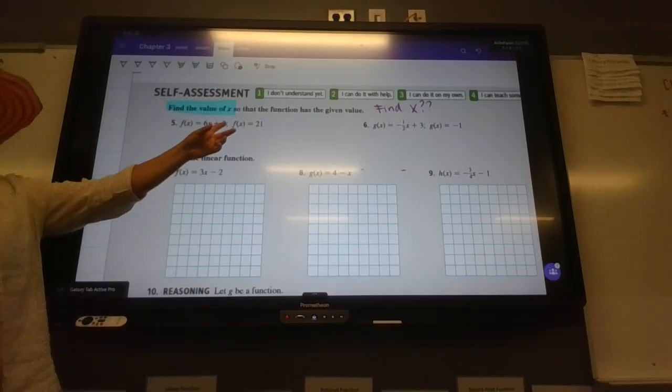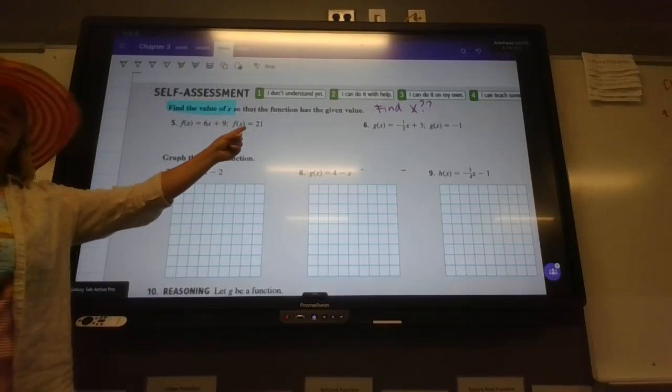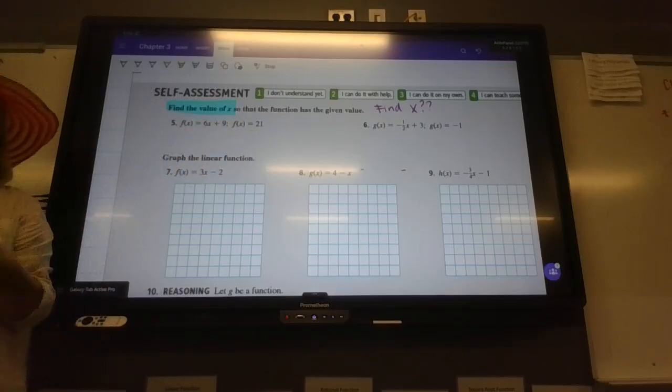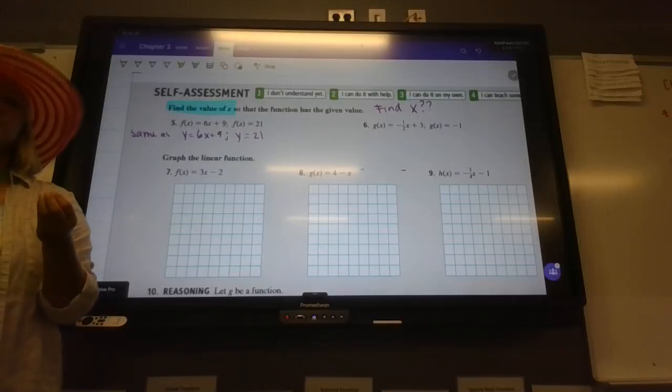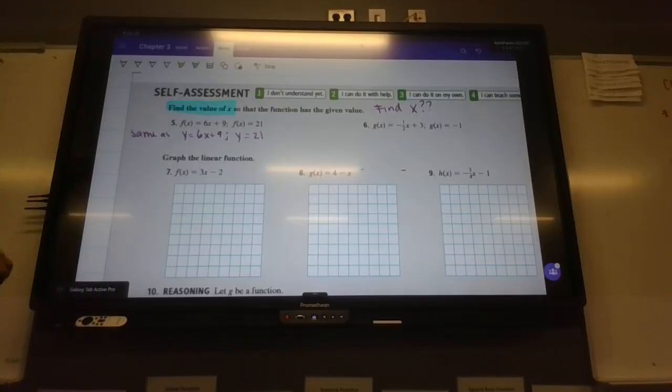So what they are telling us is what f of x is. So this is a lot like y. So I'm going to go ahead and make this note for you. This is the same as y equals 6x plus 9. Y equals mx plus b. And this is the same as y equals 21. So instead of giving us an x value, they're giving us a y value.